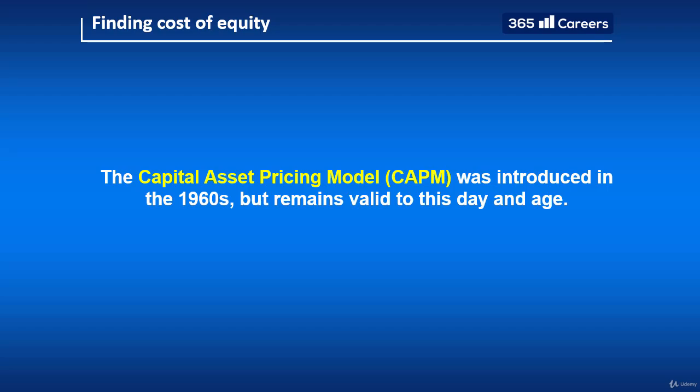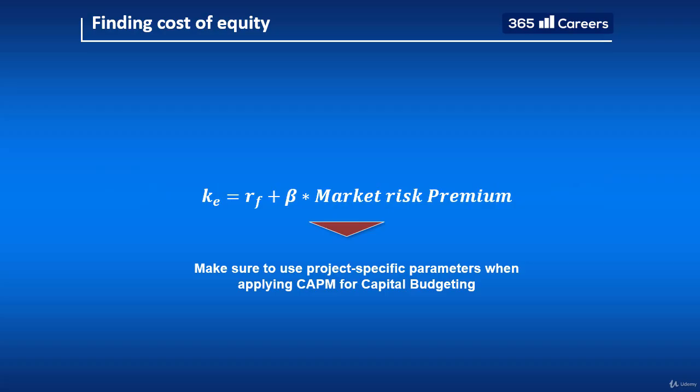There are many ways to calculate a company's cost of equity. Here, we'll use the most popular one, the Capital Asset Pricing Model, also known as CAPM. The model was introduced in the 1960s of the previous century, but remains relevant to this day and age. The Capital Asset Pricing Model suggests that a company's cost of equity is equal to the risk-free rate plus beta multiplied by the market risk premium.